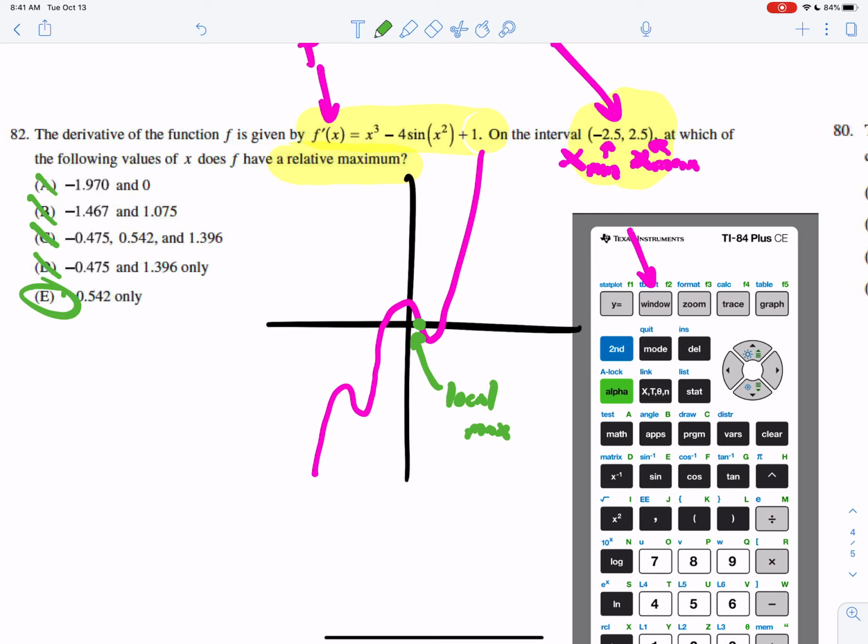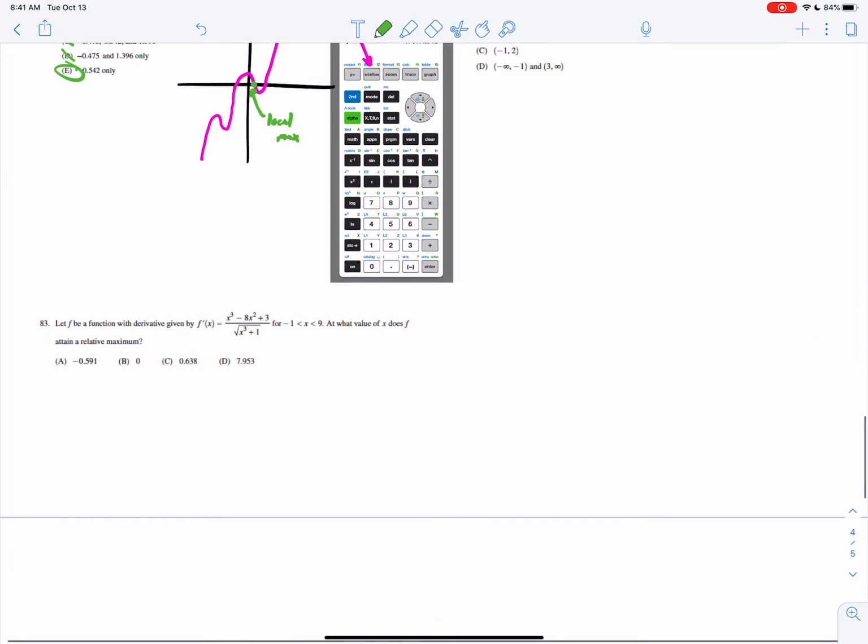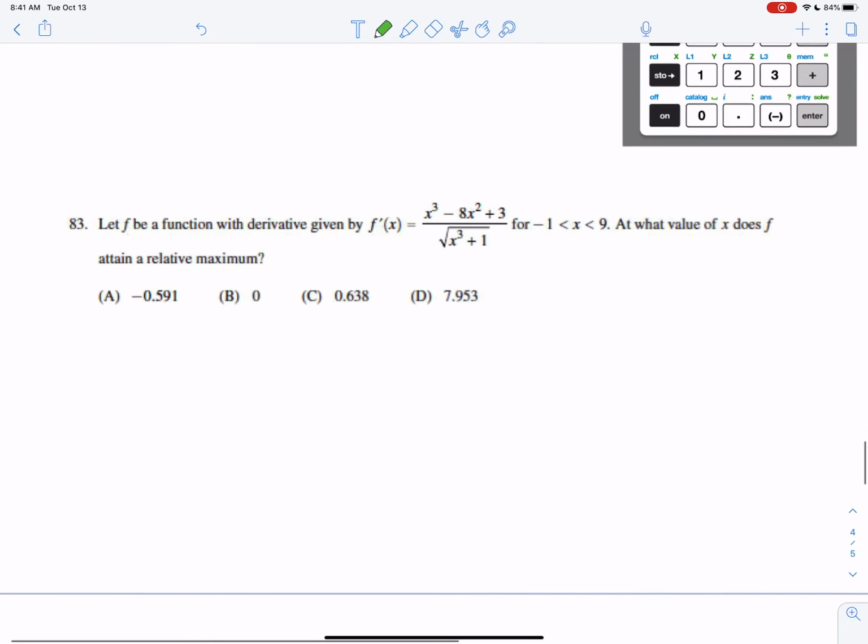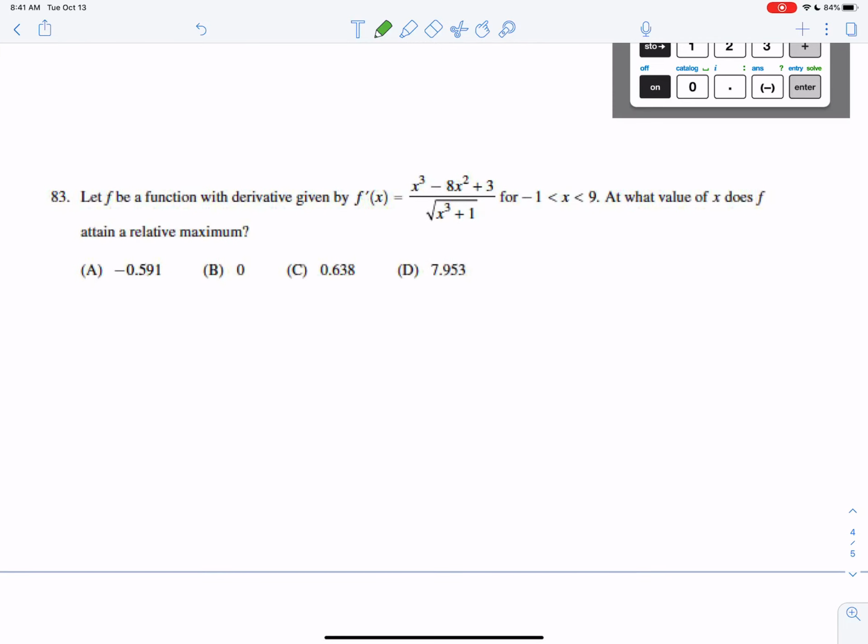Remember, we go to second, trace, 2. 0 is a safe number for the left bound, enter. 1 is a safe bound for the right. Doesn't matter if we guess. Yeah, and I got 0 as 0.542. There you have it. Okay? So sometimes, just by understanding what the graph interprets, you could actually rule out a lot of the choices. I didn't actually have to calculate this one. Okay? Cool. Let's do 83 here. All right?